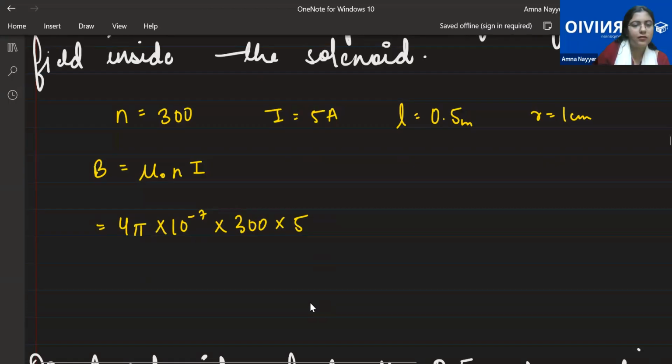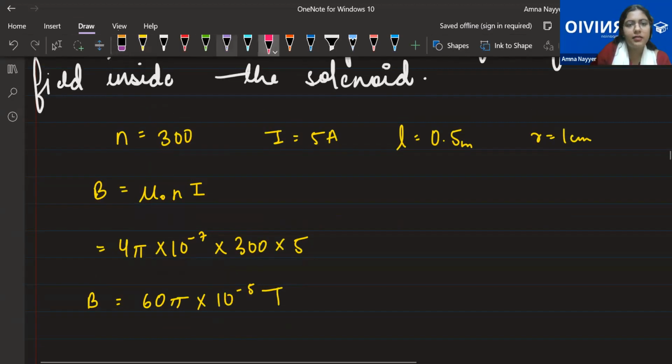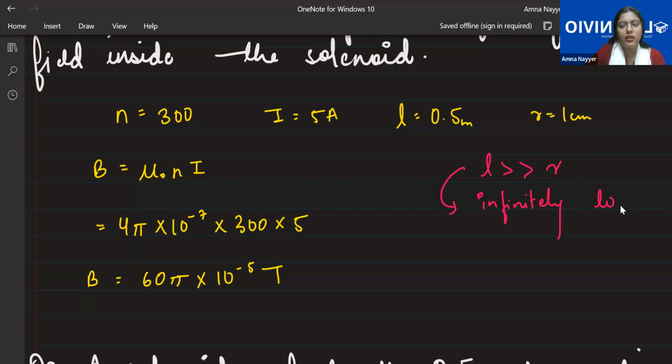So this becomes 12 into 5, 60 pi into 10 to the power, this is 2, so minus 5 Tesla. This is the magnetic field. Now why is this given? See Rani, here you can see the length is quite greater than the radius. So this basically gives an idea that the solenoid we are referring to is infinitely long, or very long.